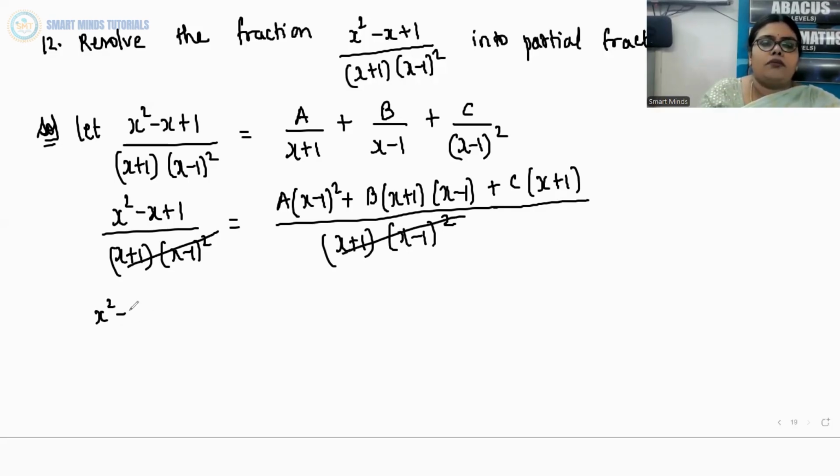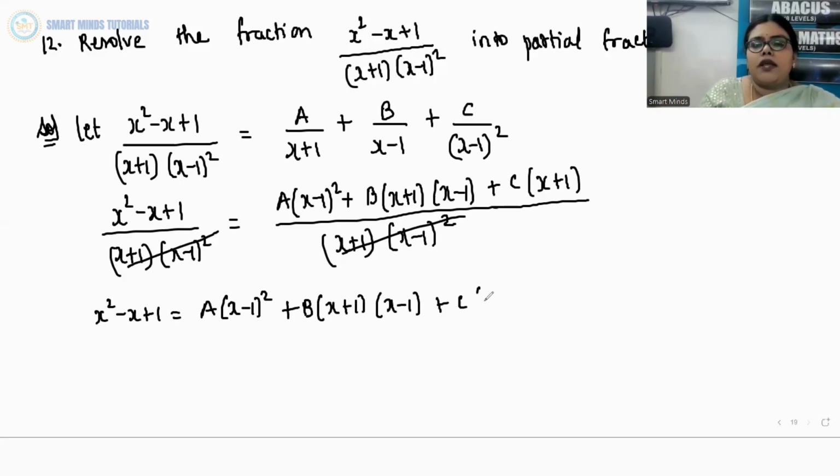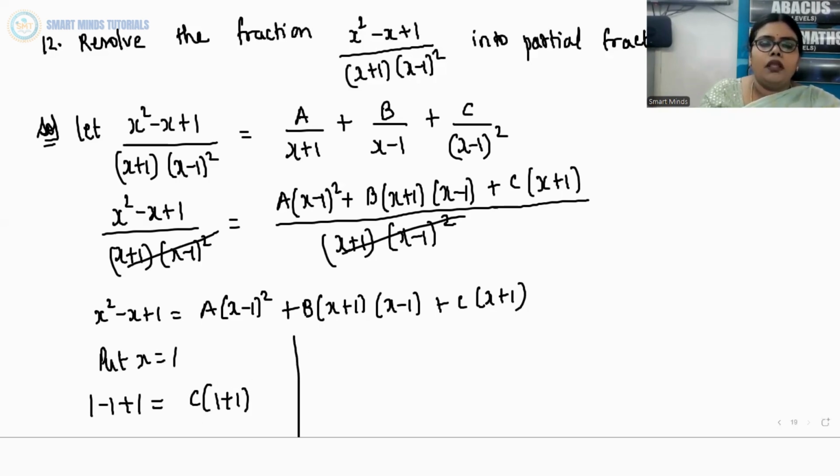So we get x square minus x plus 1 equals a into x minus 1 whole square plus b into x plus 1 into x minus 1 plus c into x plus 1. Now, how can I make x minus 1 as 0? If I put x equal to 1, wherever you have x minus 1, that becomes 0. So on the left hand side, if we substitute x equal to 1, we get 1 minus 1 plus 1 equals c into 1 plus 1. 1 minus 1 cancel, 1 equals 2c. So c is equal to 1 by 2.